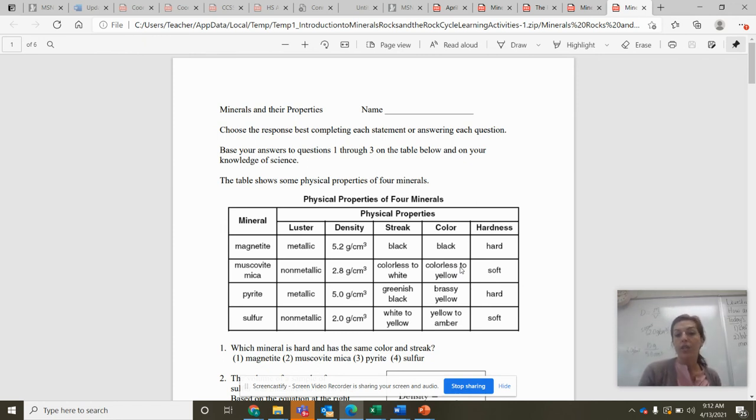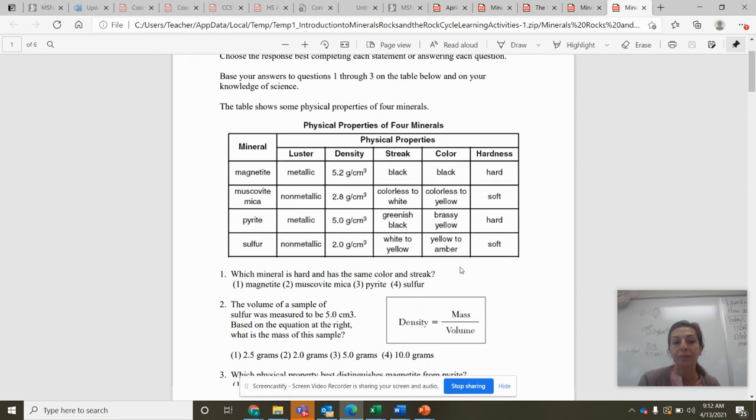Base your answers to questions 1 through 3 on the table below and on your knowledge of science, what we just went over. If you need to, go back in the video, because my traditional students in the classroom were able to use their notes. So if you need to go back to the PowerPoint to re-listen to it, that's completely fine.